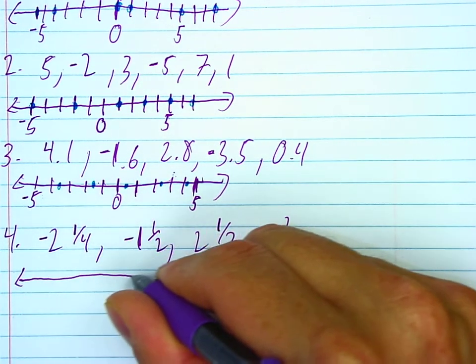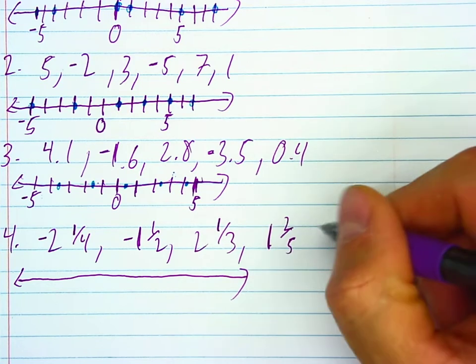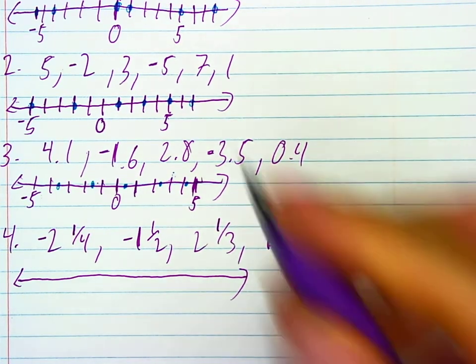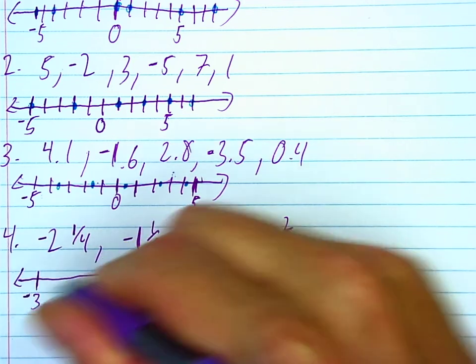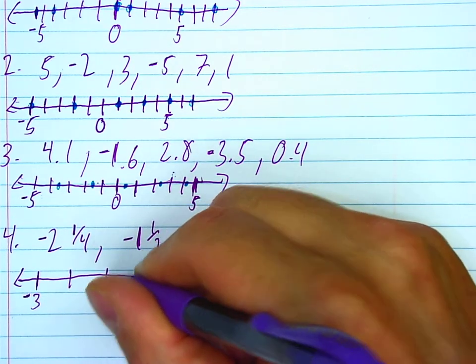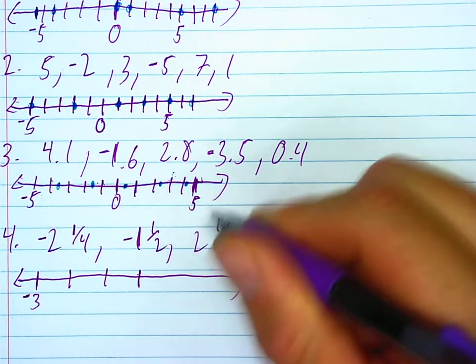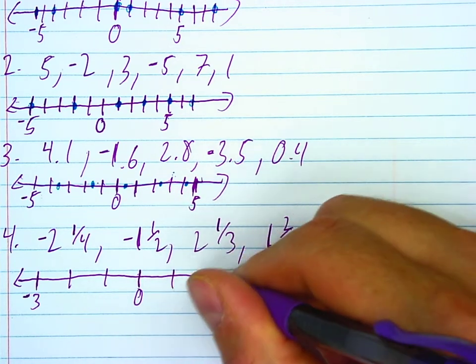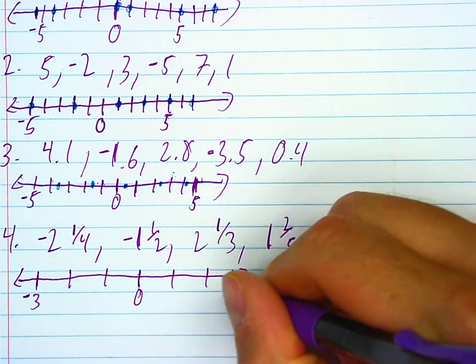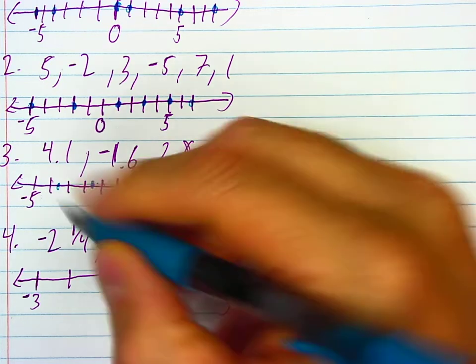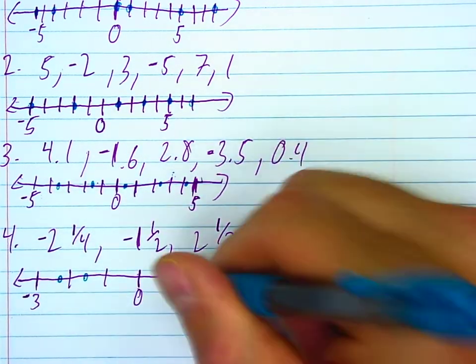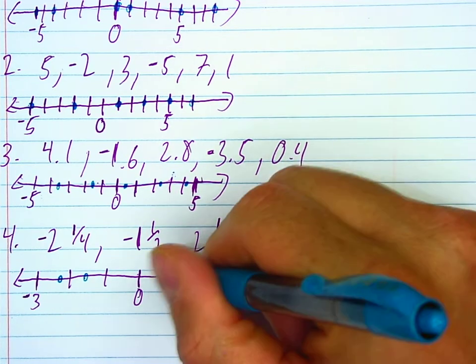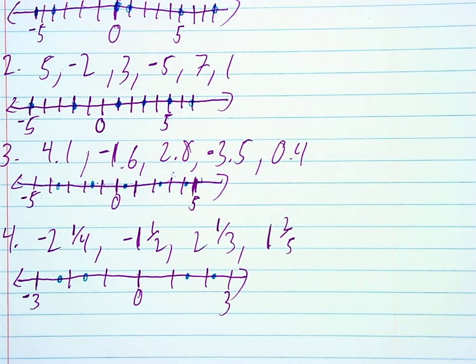Here, because everything is between -3 and +3, I'll start off at -3, -2, -1, 0, 1, 2, and 3. And I can plot the points appropriately. -2 1/4, -1 1/2, 2 1/3, and 1 2/5. The fractions again go between the points.